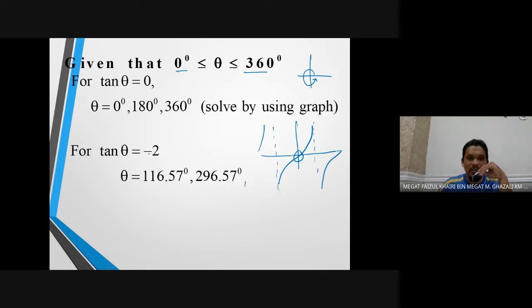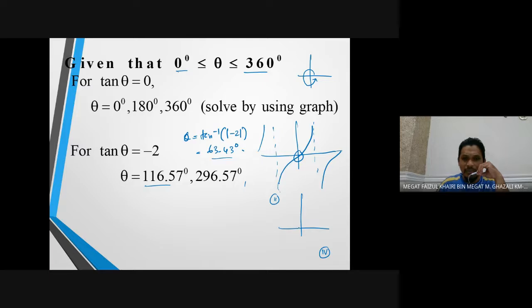Okay, for tangent theta equal to negative 2, so theta equal to arctangent of negative 2. Press the calculator, it gives you arctangent of negative 2. This one going to give you the basic angle, which is 63.43 degree. Okay, so when tangent is negative, negative in the second quadrant and the fourth quadrant, so the basic angle is 63.43.